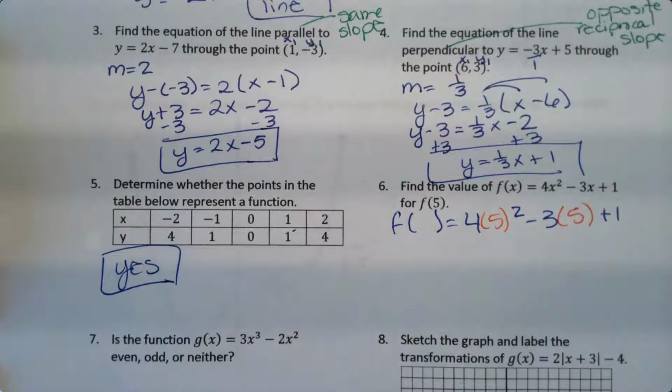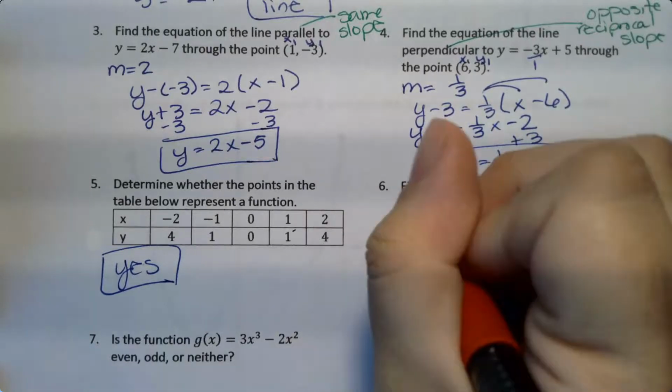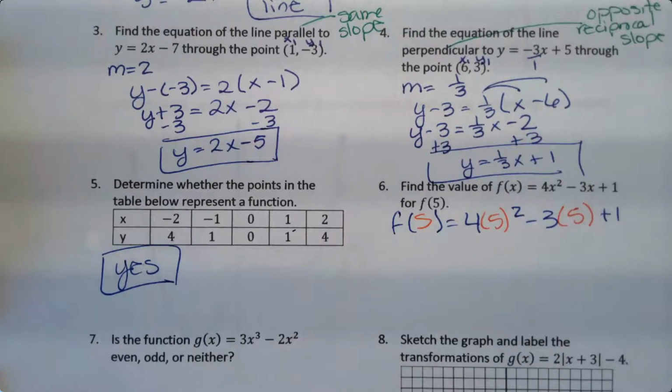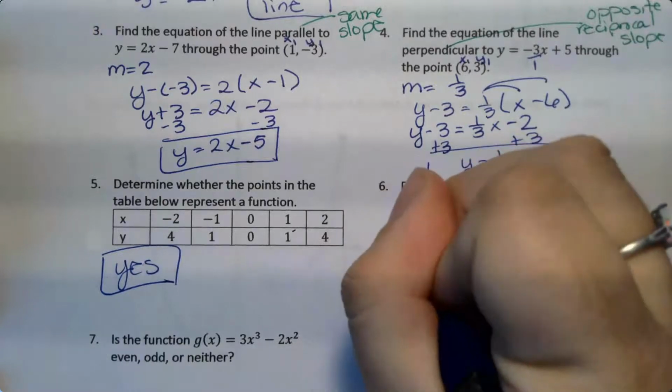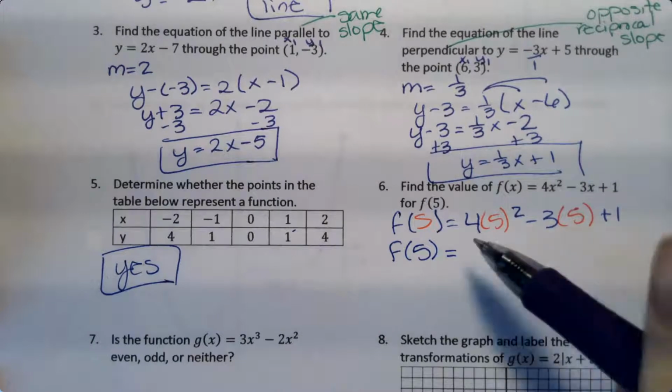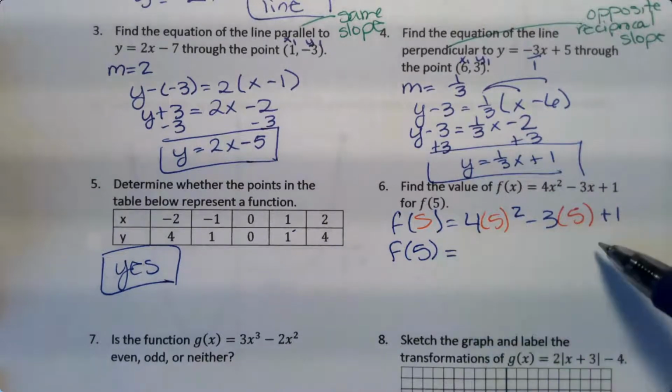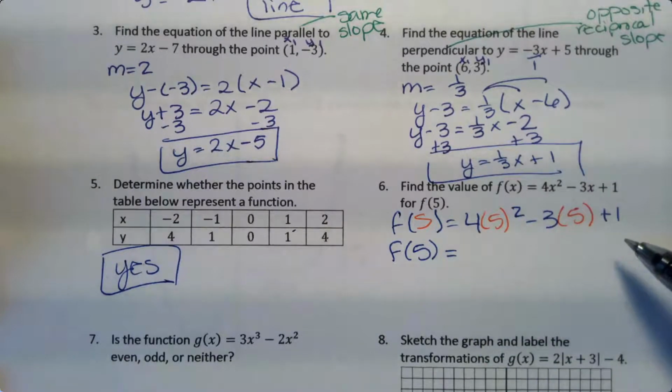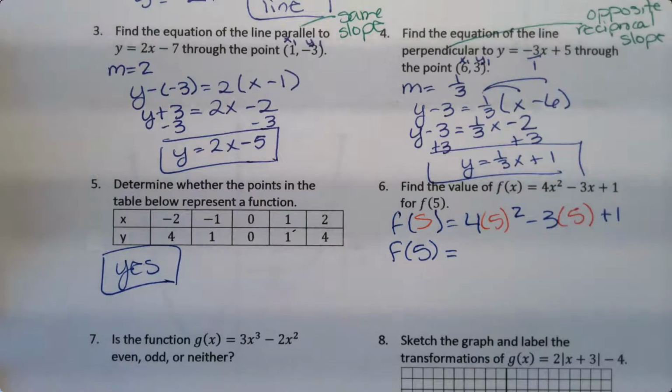And then I want to go ahead, oops, I wanted to plug that in on the left side too. I want to go ahead and evaluate. So I have f of 5 equals, I can either solve this all out by hand, or since I've shown that I'm plugging it in, that's all the work I need on the quiz, I can go ahead and type this into my calculator.